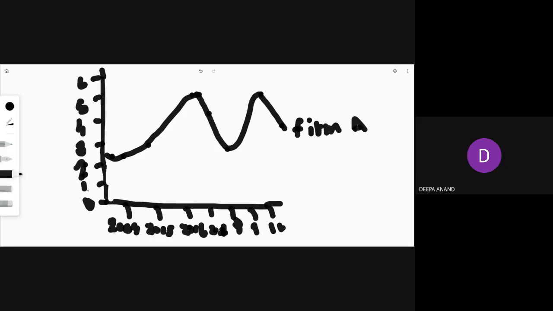2004, it is 2.1. Here. You can do this with dotted lines also. One thing you can do is use dotted lines so that you can differentiate: one with a regular line and the other with dotted lines. 2.1. Then 2.6. 2.6 again here.